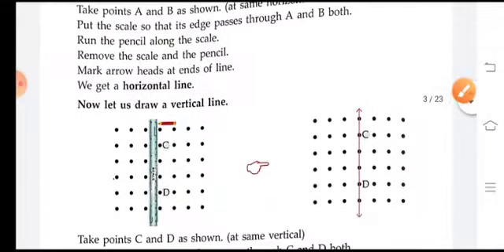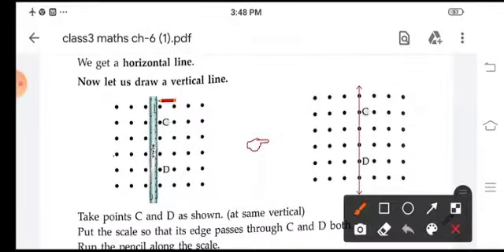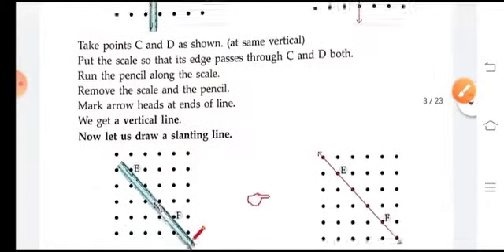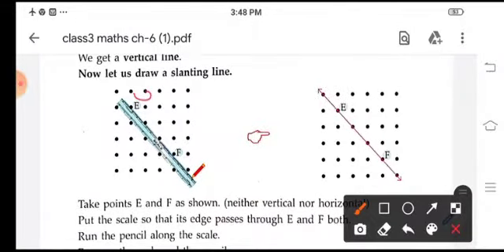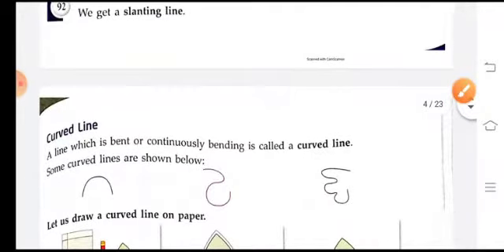We can also draw a straight line by putting the scale in a vertical way like this. We marked here C and D and we put the scale here, and then we draw a line like this. See here, it is a straight line. On the dot grid we can also draw a slanting straight line. Here we mark E and F, and then we join these 2 points. So it is a straight line and we put arrows at both the ends. So children, in this way we can draw a straight line.